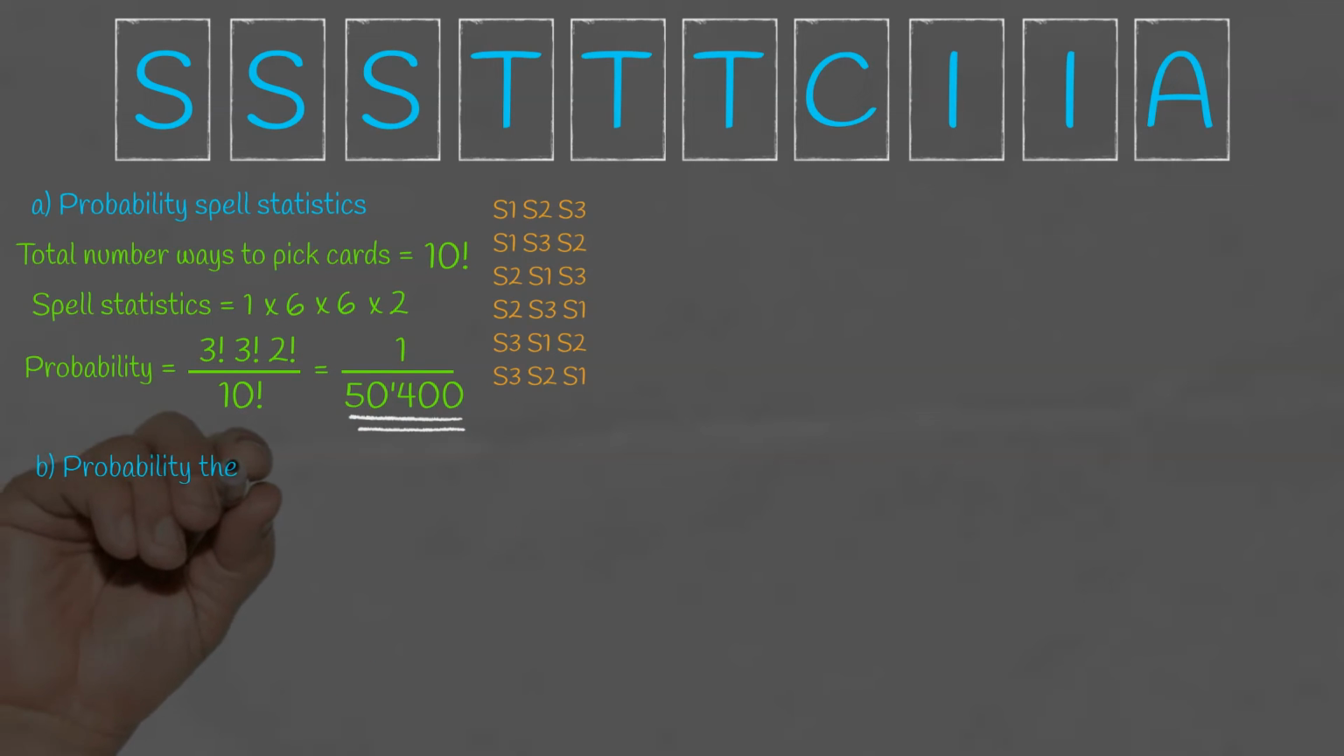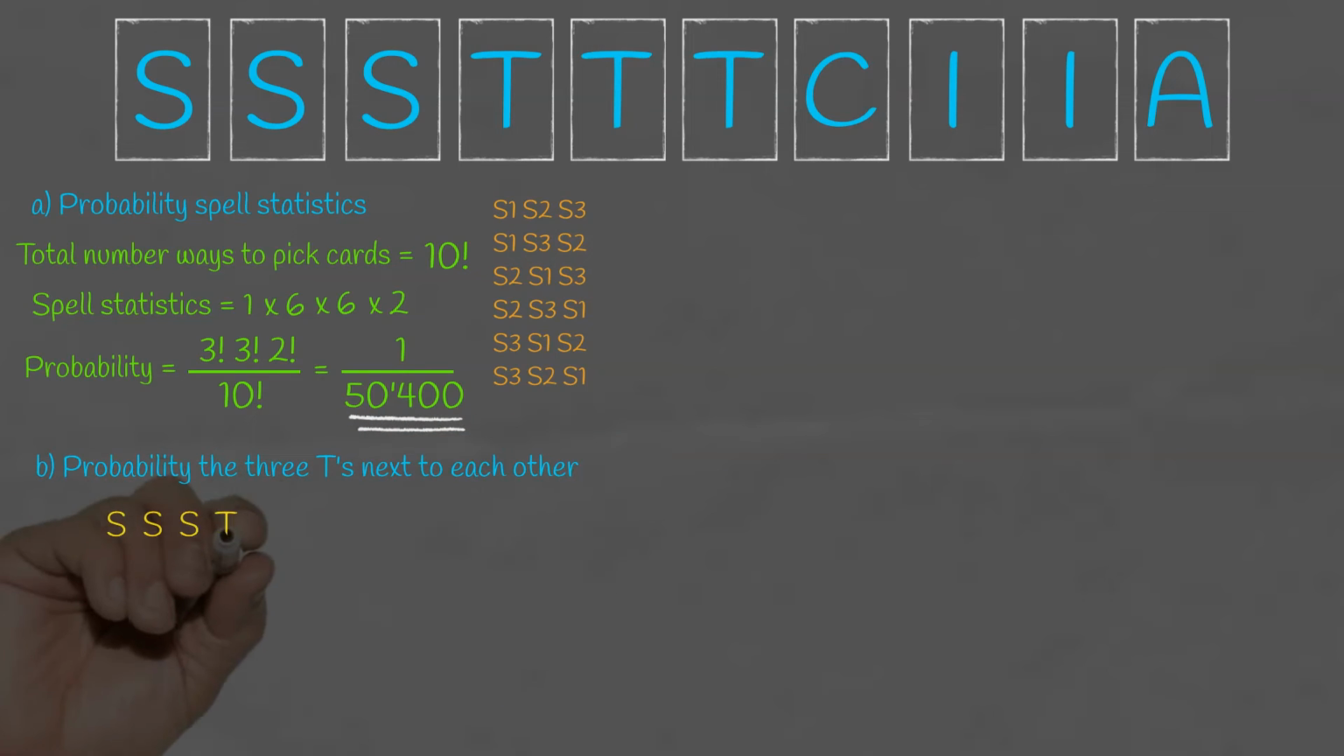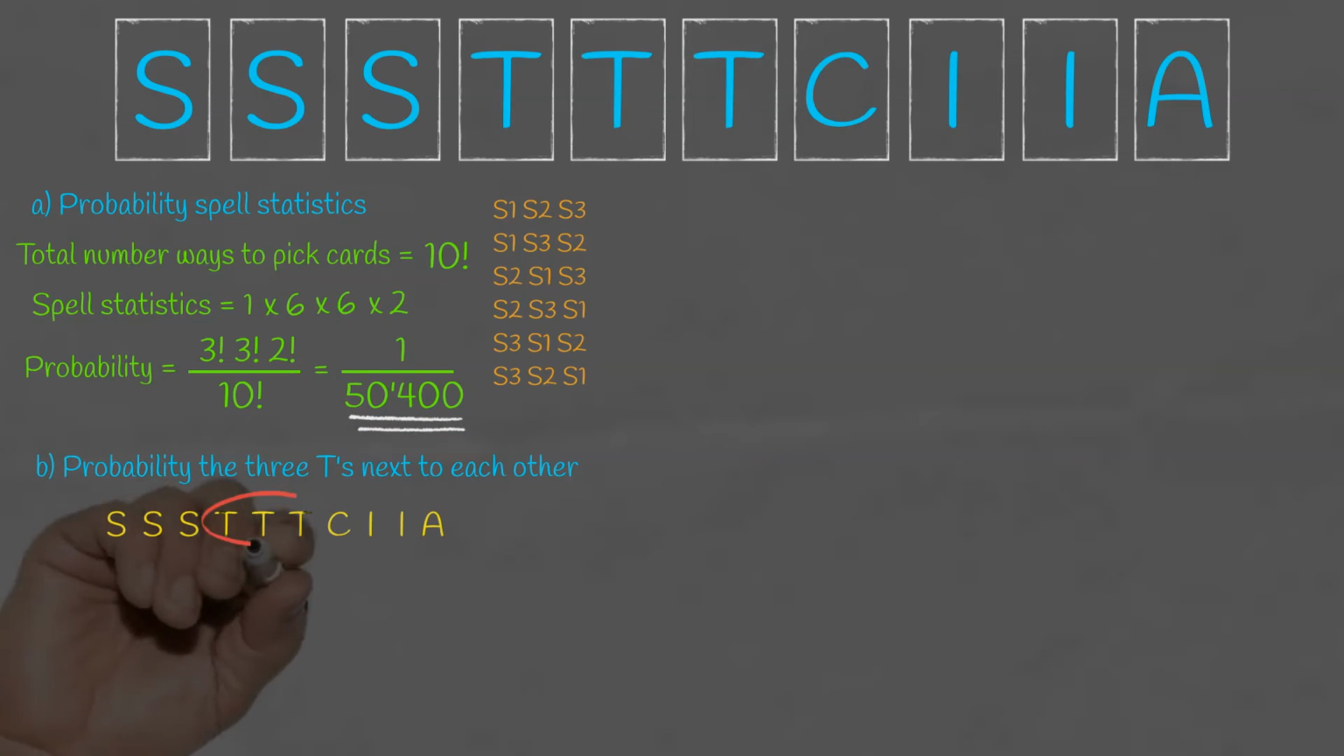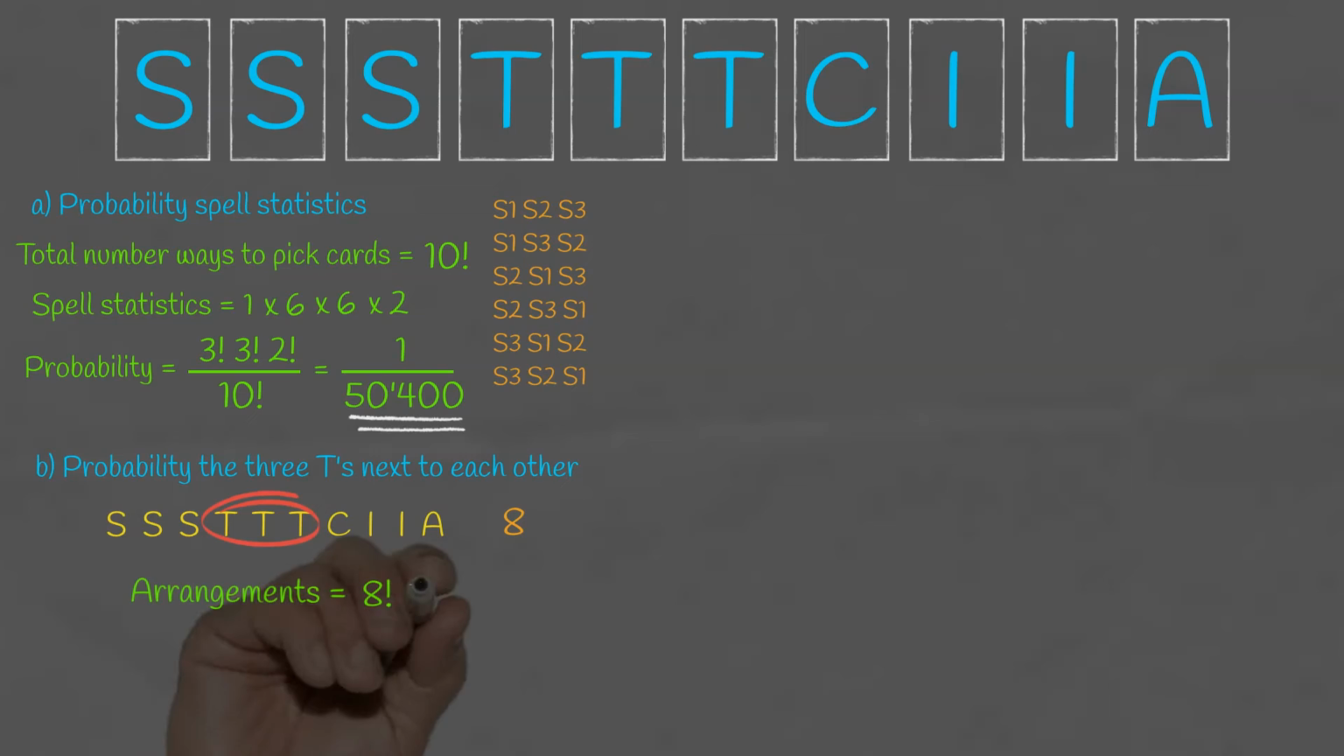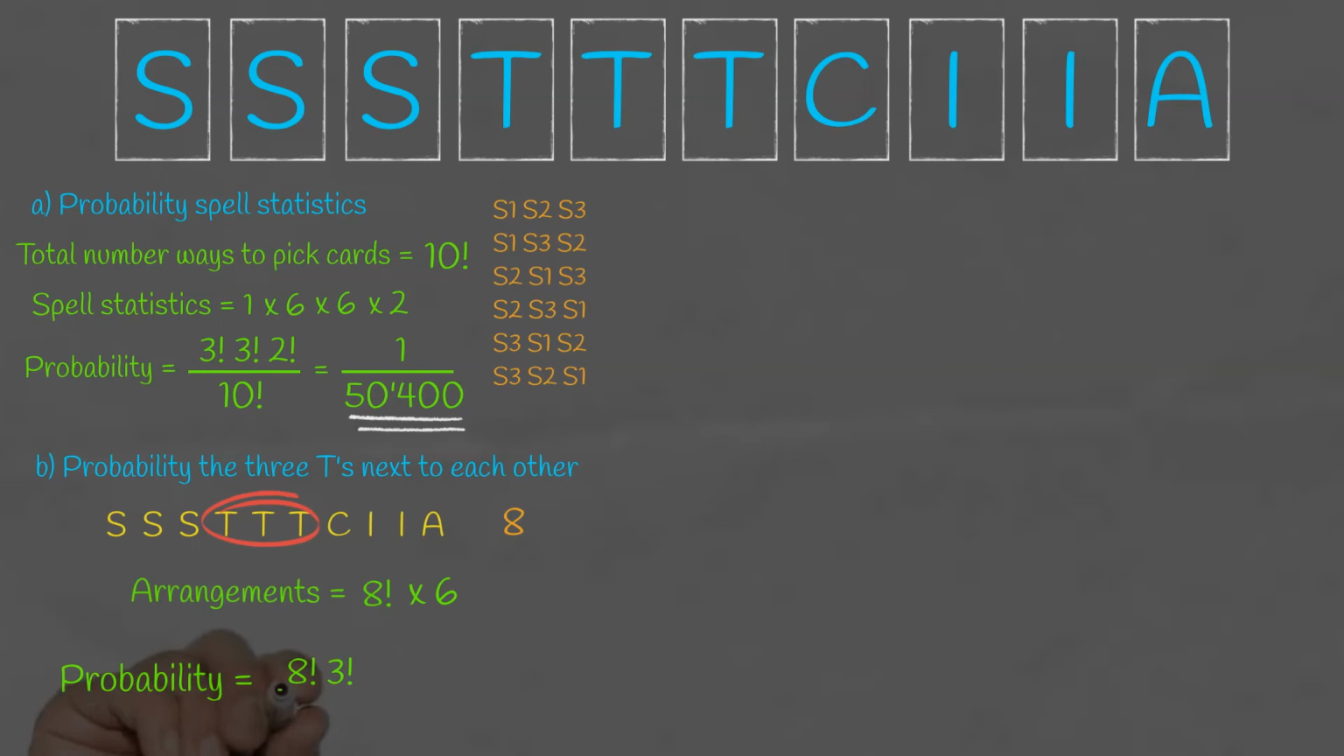Next, we're asked to work out the probability that the 3 T's are together. Well, if we group the 3 T's together and treat them as one unit, we have effectively 8 items to rearrange. And the number of ways we can arrange 8 items is 8 factorial. However, as we spoke of in part A, if we have 3 T's, we can organise them in 3 factorial ways. So we have to times this by 6. So the probability that the 3 T's will be together is 8 factorial times by 3 factorial divided by 10 factorial, which reduces down to 1 over 15.